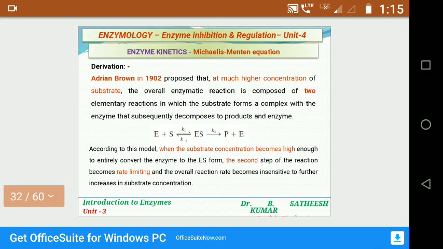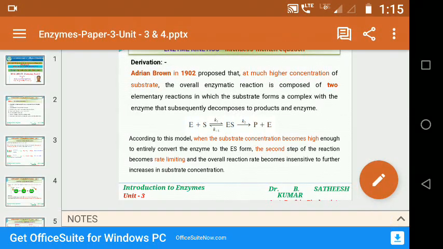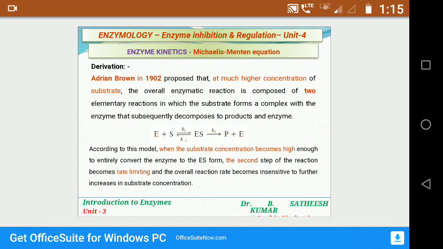So for the derivation of the Michaelis-Menten equation, we have to keep three important points in mind. The first one is we have to understand the enzymatic reaction. Enzyme interacts with the substrate and forms the enzyme substrate complex, and this complex either can move forward and form product and enzyme, or sometimes it may move backward and the substrate may dissociate without entering the catalytic reaction.